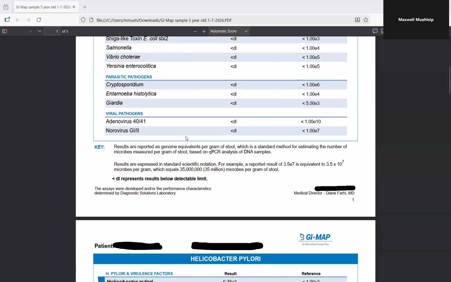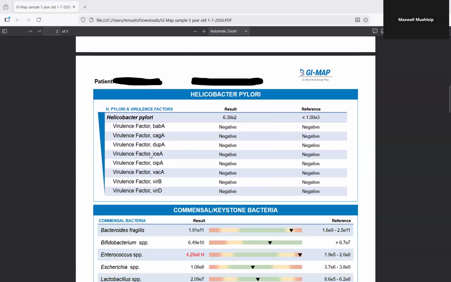If you continue going on down here, they test for H. pylori, which is a very common microorganism found in the digestive tract, especially the stomach. When H. pylori overgrows, it can lead to not producing enough stomach acid or sometimes producing too much. And when this one overgrows, it can be a major problem.